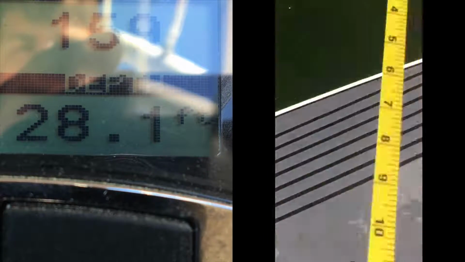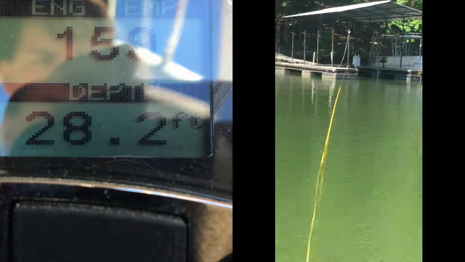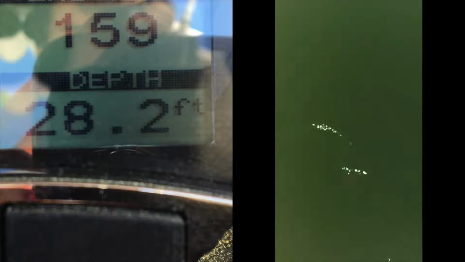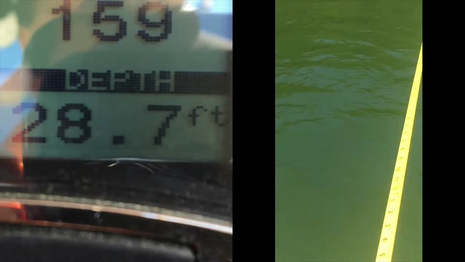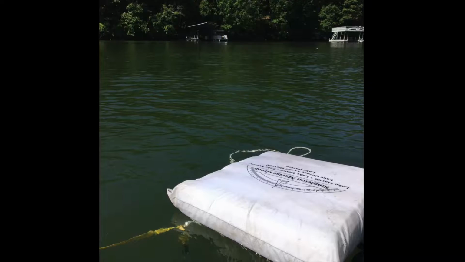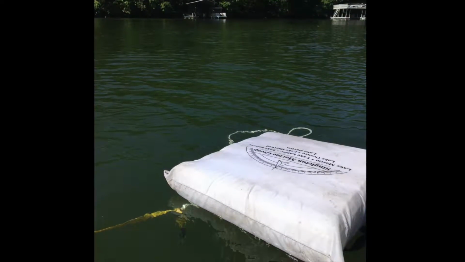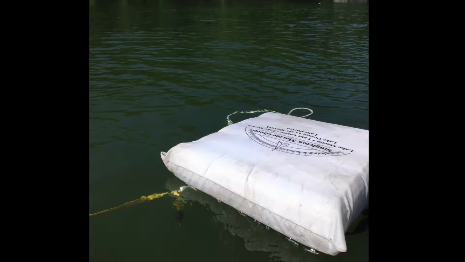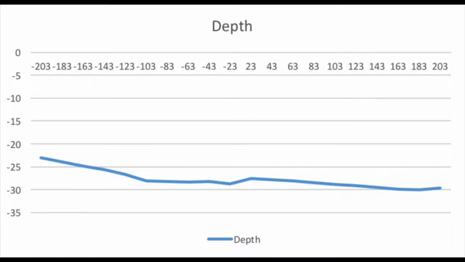On the left are some of the depths we recorded every time the boat went 20 feet. The measuring tape is shown on the right. This life jacket is anchored in the center of the cove 203 feet away from the dock. This is a graph of the depths that we recorded in the shallow area, where the life jacket is at the origin.